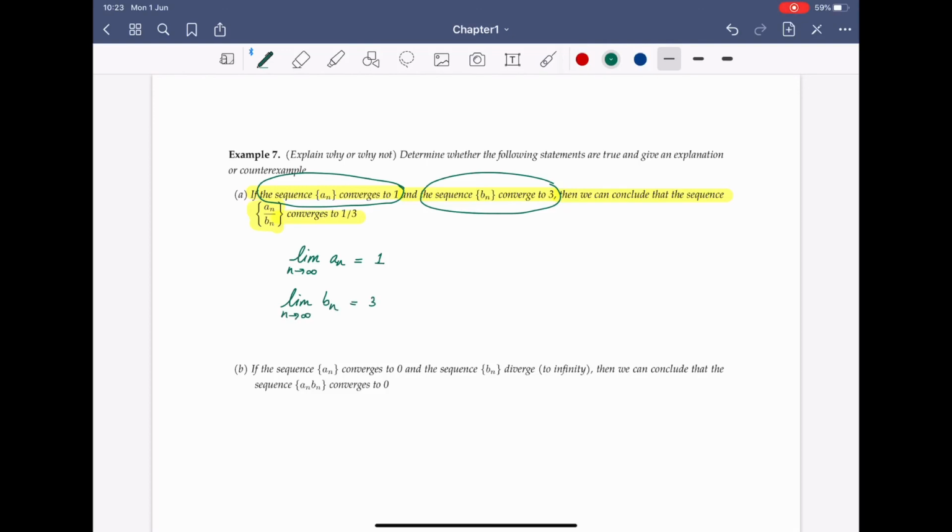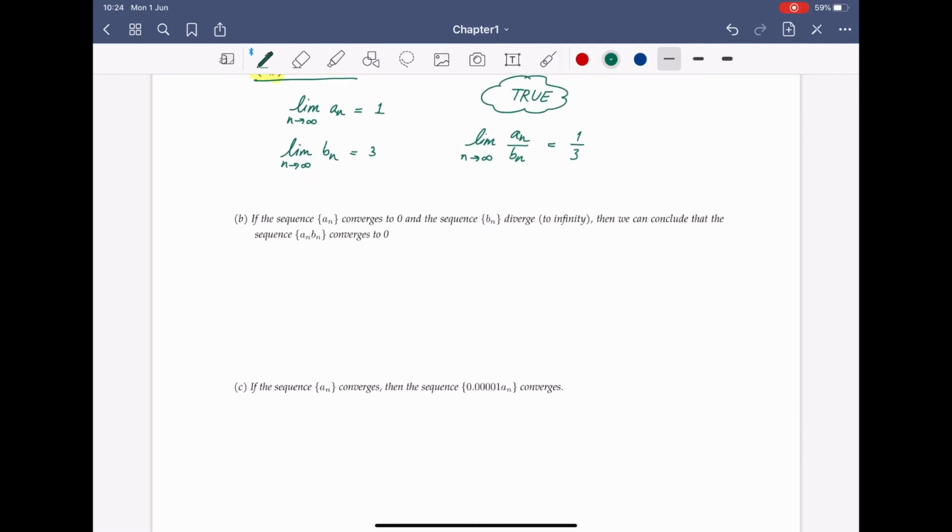So can you conclude that the sequence an over bn converges to 1/3? The answer is yes, right? So this statement is true, because once you compute the limit of an over bn, this must be 1/3 by the limit theorem. That's it. All right, part B.